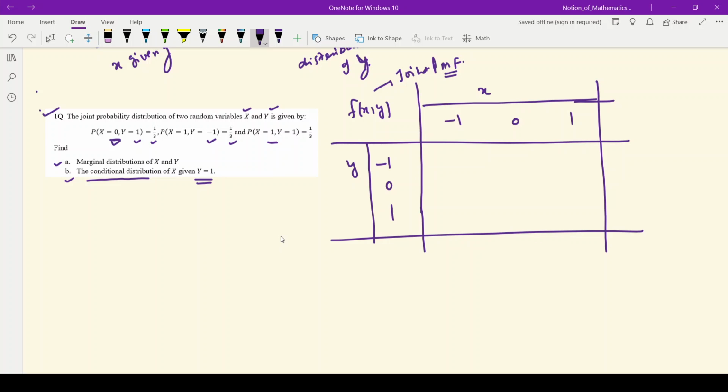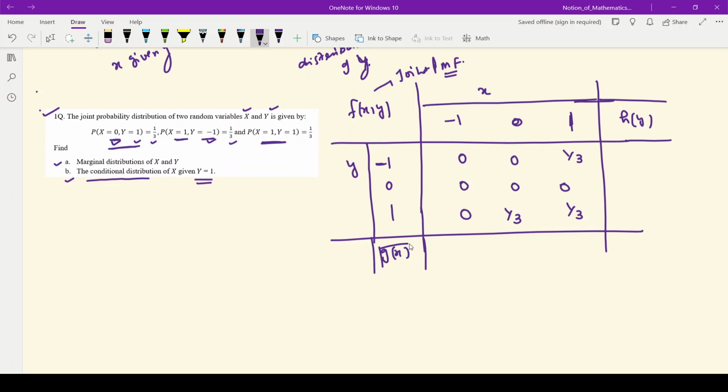Now given x is 0, y is 1 is 1 by 3. x is 1, y is minus 1 is also 1 by 3, and x is 1, y is 1 is also 1 by 3, and the rest of the data here will be 0. And this is g of x, this is h of y.